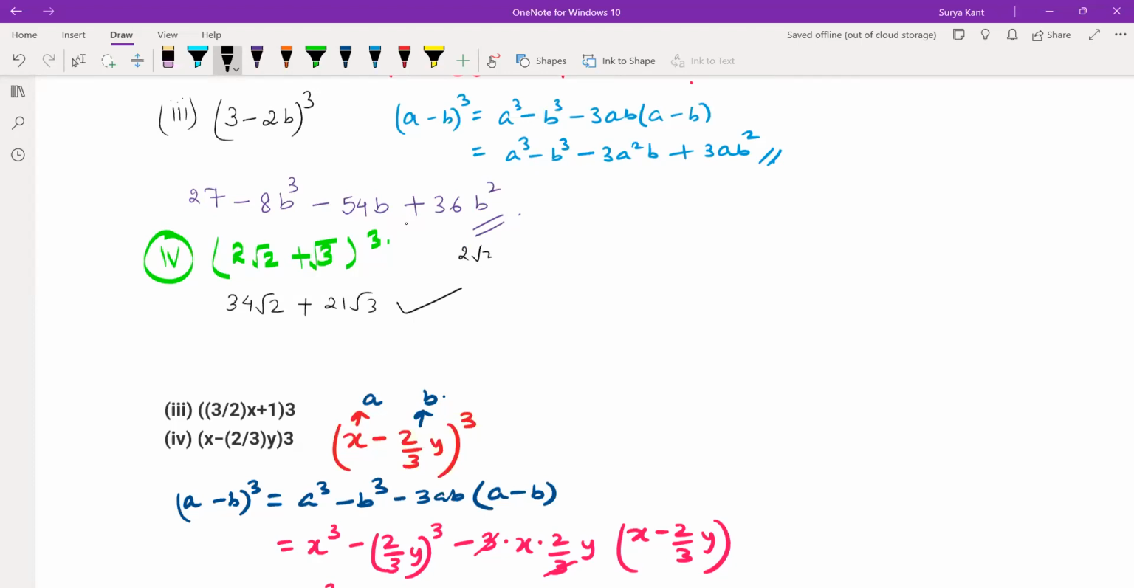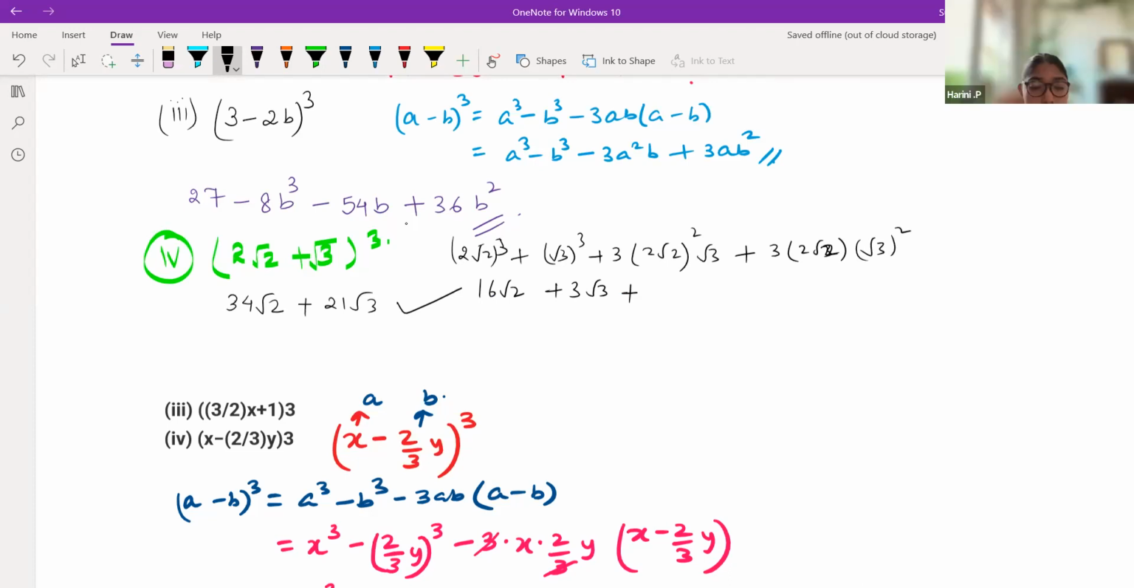a cube will be 2 root 2 whole cube plus b cube, root 3 cube, minus 3a square b. Sorry, plus 3a square b means 3a square b plus 3a b square. So 8 to the 16 root 2 plus, yeah, b root 3, 9 root 3. Plus 2 to the 4. Sir, isn't it 9 root 3? This one.